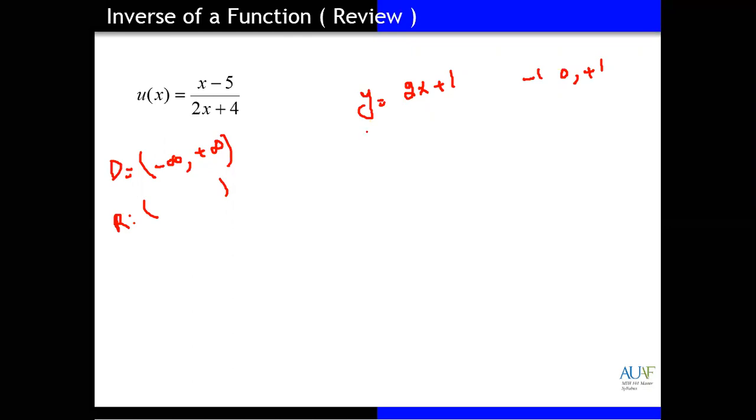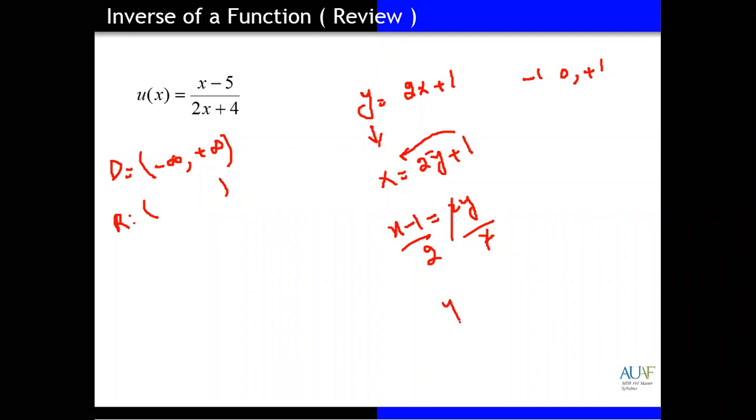We have y here. So second step, interchanging the values of y and x, replace y with x and x with y. So 2y plus 1. Now, third step is finding the value of y. If you transfer 1 to this side, we have x minus 1 equal to 2y, and dividing both sides by 2, the 2 cancels with 2, we have the equation y is equal to (x minus 1) divided by 2.